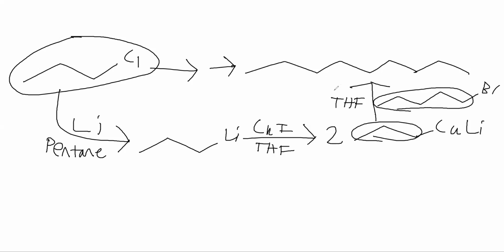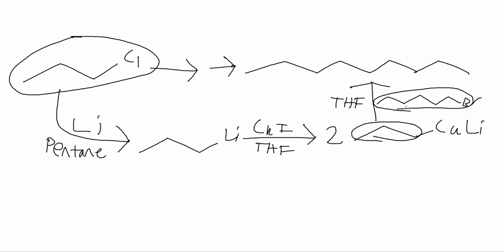Wait, I should have one more. That's my bad. It should be 6. It should look like this because we have 3 and we end up with 9. So I made a mistake, but I counted my carbons and I got it.